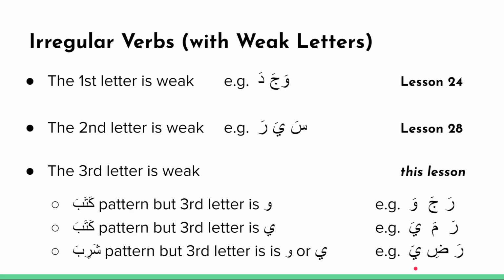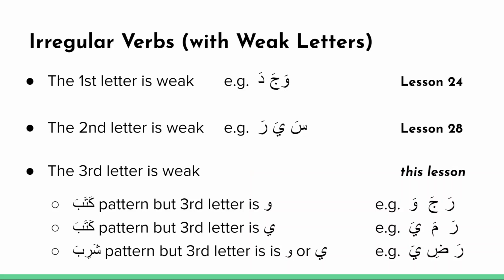In lesson 23, we covered irregular verbs that have a weak letter as their first root letter, for example the verb wajada. In lesson 28, the previous lesson, we looked at irregular verbs that have a weak letter as their second root letter, for example sayara, the ya in the second letter. And in this lesson, we're going to cover irregular verbs that have a weak letter as their final root letter.